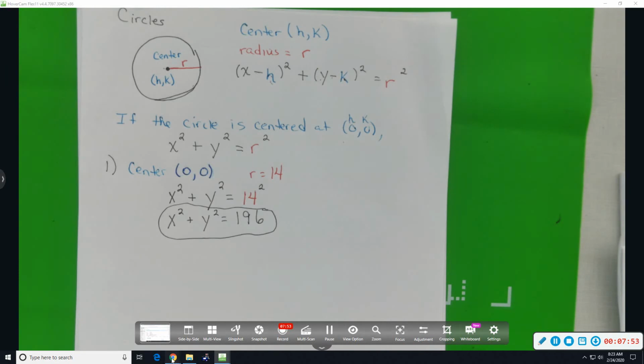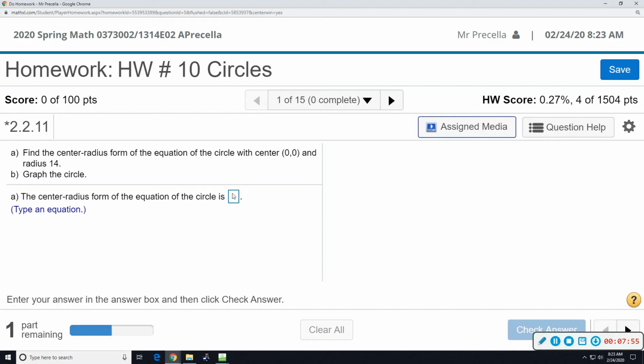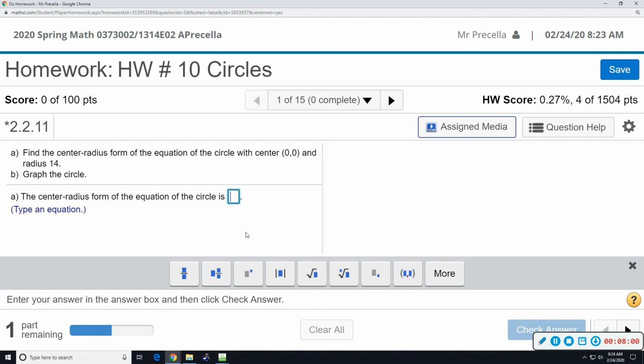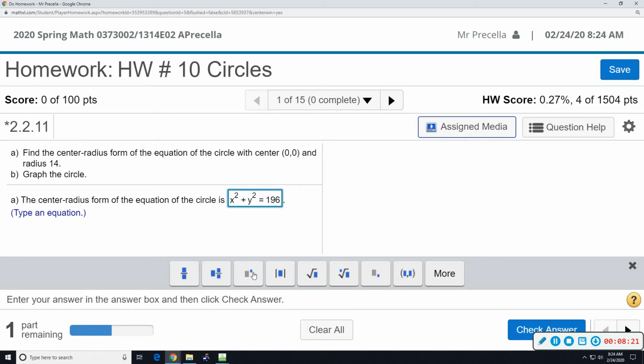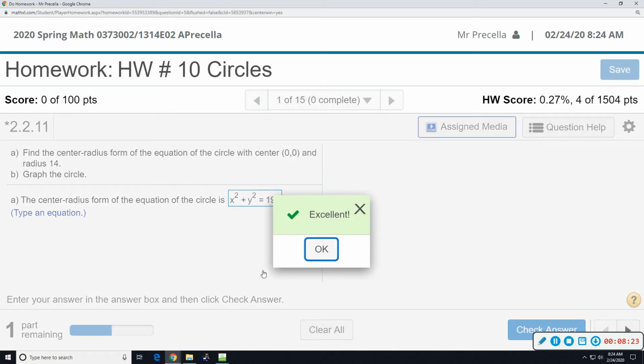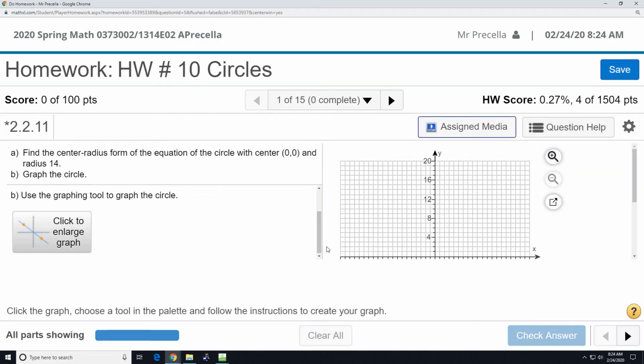So let me come over here and type that in. You got to click in the little rectangle, or the square here, before it gives you the little tools there. So let's see. X squared, right arrow to get out of that exponent, plus y squared, right arrow, equals, what was it, 196? 14 times 14? I will check that one. And now we're going to graph it.